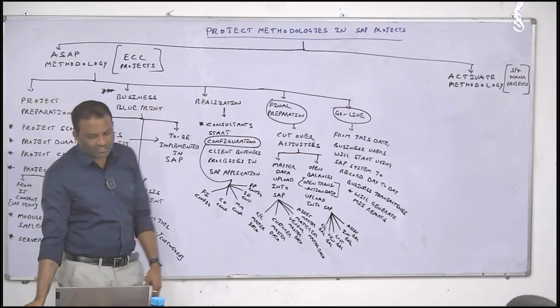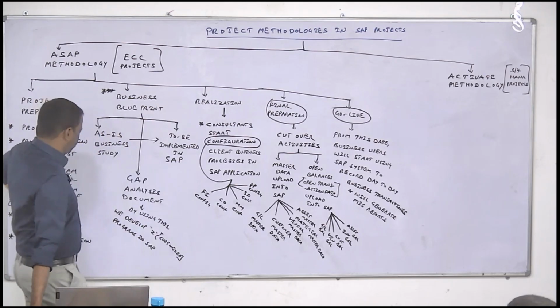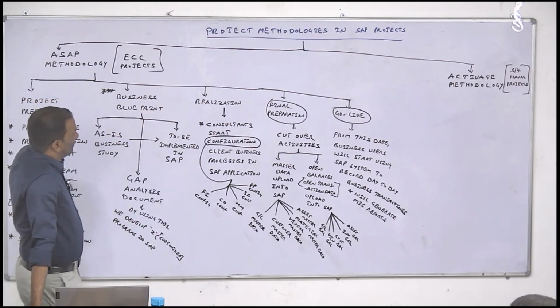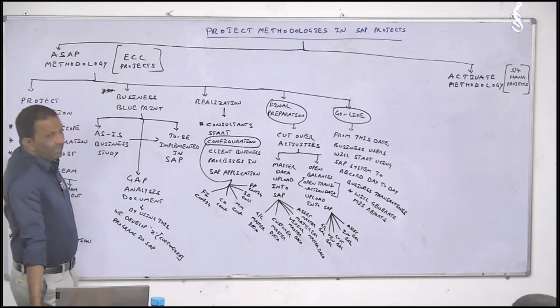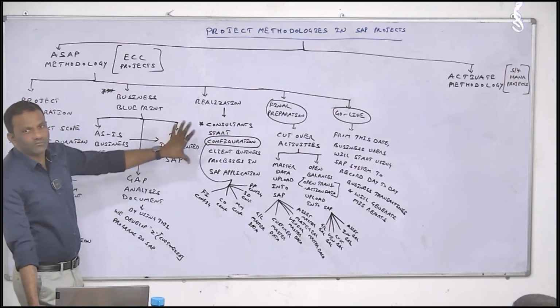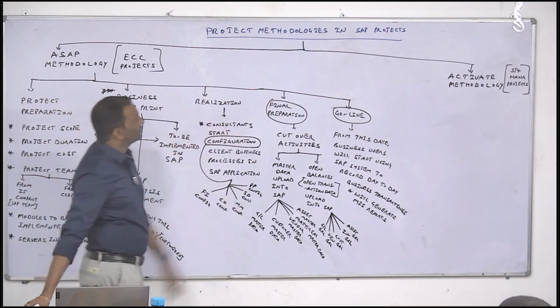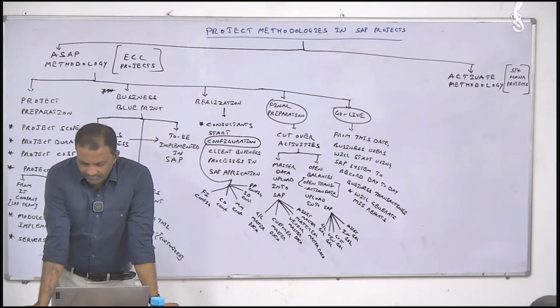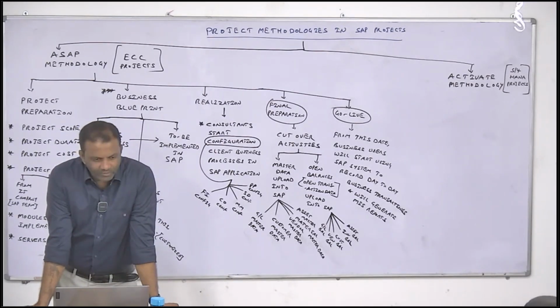Then what is the third step? What we do in realization? In the SAP application, all configuration we do in the realization phase. Then what is the fourth one? What we do in final preparation? What are the cutover activities we have?